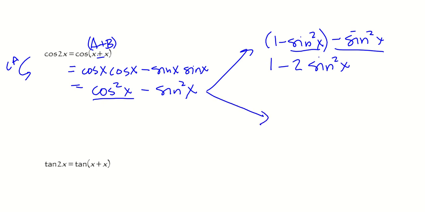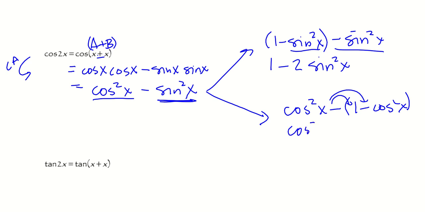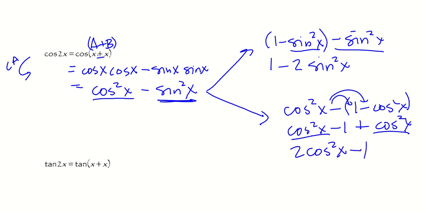If I take this and now I replace sine squared x with its Pythagorean identity, then I could also get the cosine squared of x minus, sine squared is 1 minus cosine squared of x. We distribute this subtraction and we get cosine squared of x minus 1 plus cosine squared of x. These are like terms. We add those and we get 2 cosine squared of x minus 1, which was our third identity for the cosine of 2x.